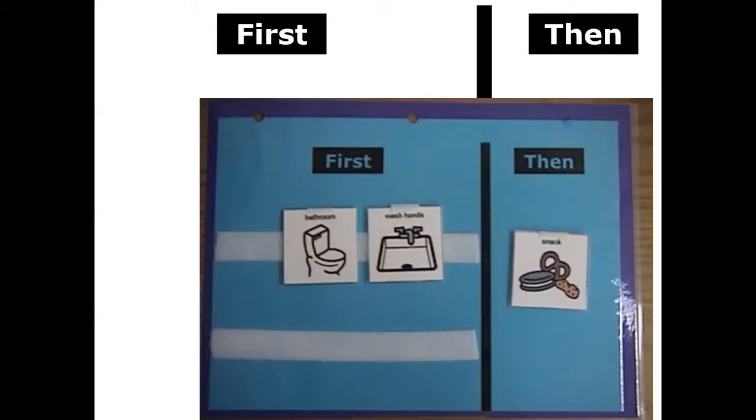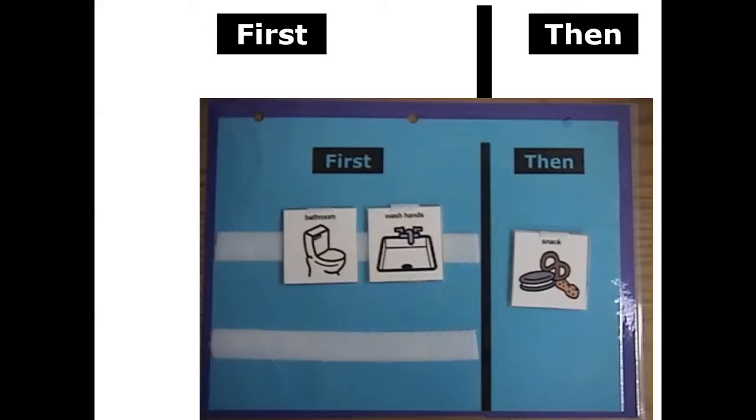A first then board can be used to communicate a sequence of events or to reinforce completion of those non-preferred activities. First Then boards can be used in a variety of ways. They can assist with transitions from one activity to another, assist in completing non-preferred tasks by reinforcing with a preferred activity, like you see demonstrated here, breaking a large schedule or schedule of events into smaller steps.